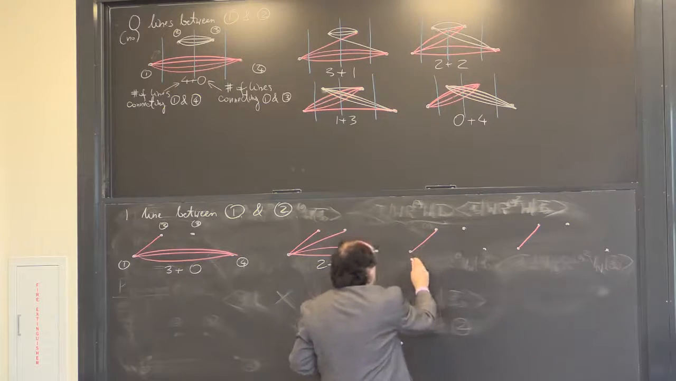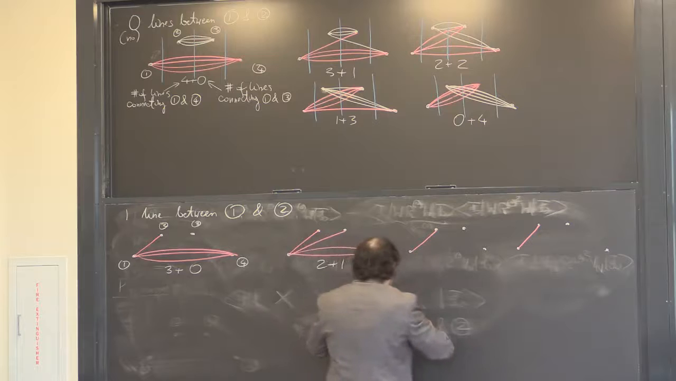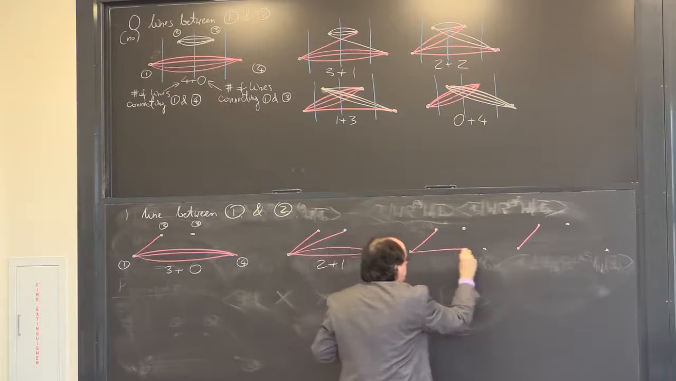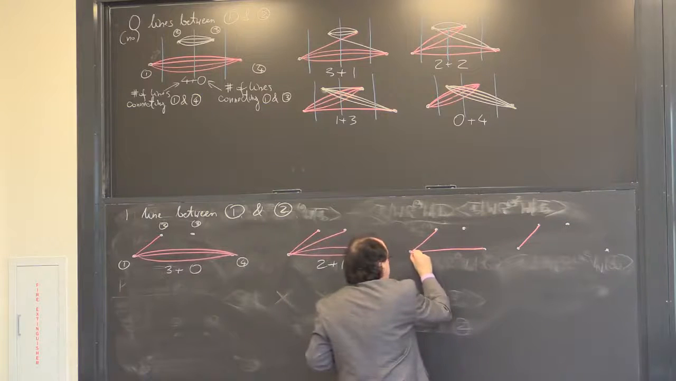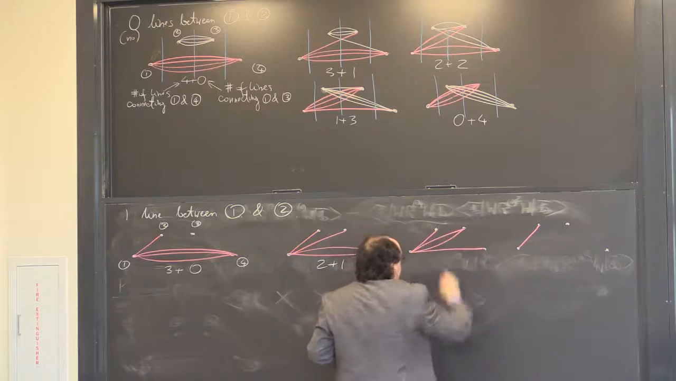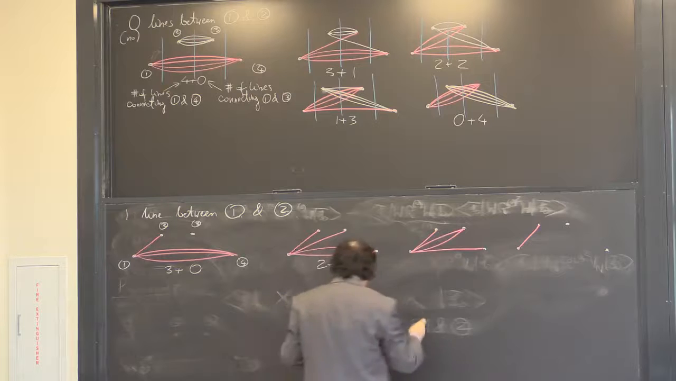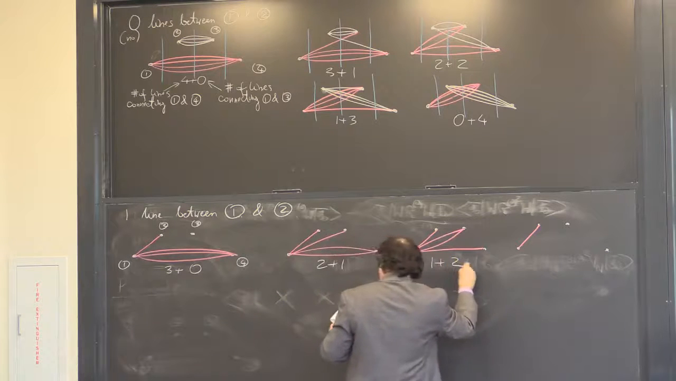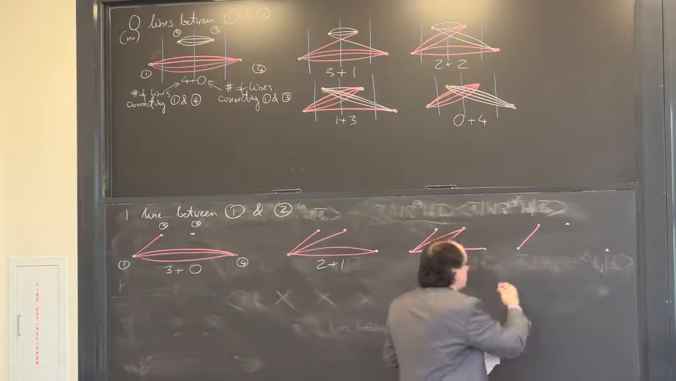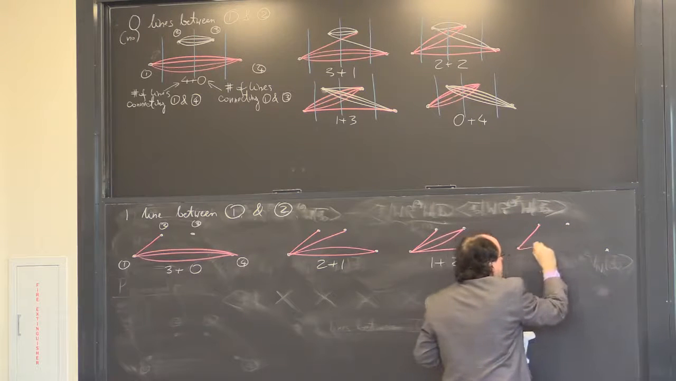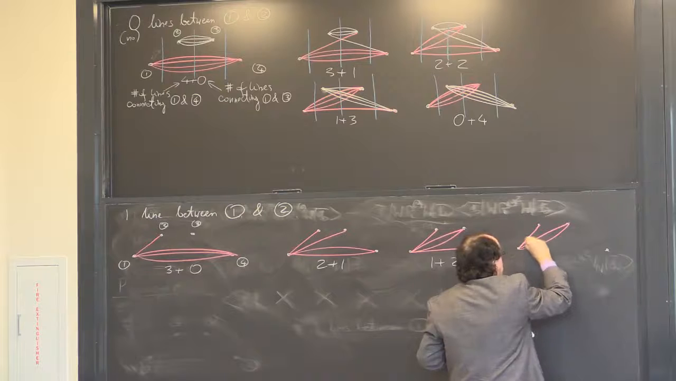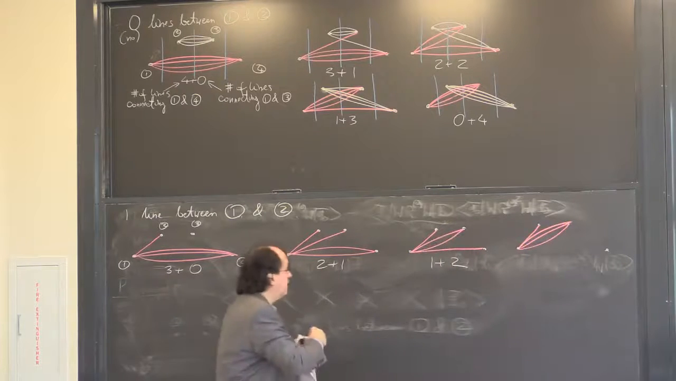Then we will distribute our lines by sending one line from 1 to 4, and then sending 2 lines from 1 into 3. That's going to be the case for 1 plus 2. And the final case will be to use all 3 lines at 1 to connect 1 and 3. All right, so this is the picture that emerges.